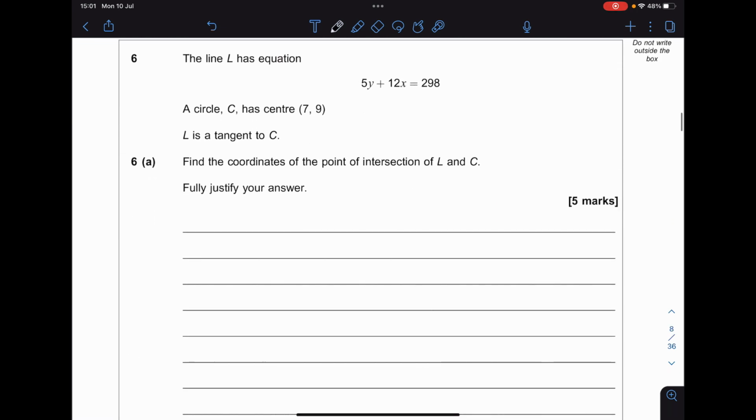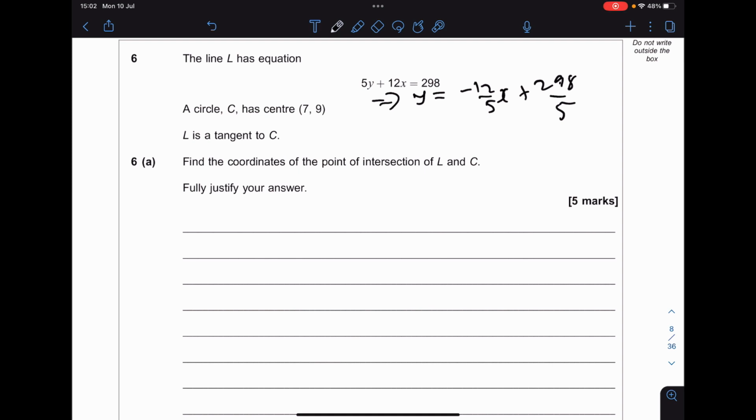Okay, question number 6. We are slowly working our way through these here. I usually draw a diagram for these. I'm not going to, I'm just going to jump straight in by rearranging this into y equals mx plus c, because we don't like this form a lot. So it's going to be minus 12 over 5x plus 298 over 5. I don't like it in that horrible form it gives you in. So we've got the gradient here already. So the gradient will be minus 12/5, won't it?